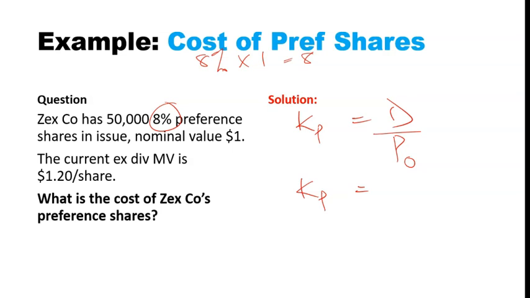or 0.08. That's the idea. So this is actually going to be 8 cents. The 8 there simply means the 8 cents. So that's 8 over the market value. The ex-dividend market value of the preference shares was $20, which is the PO.